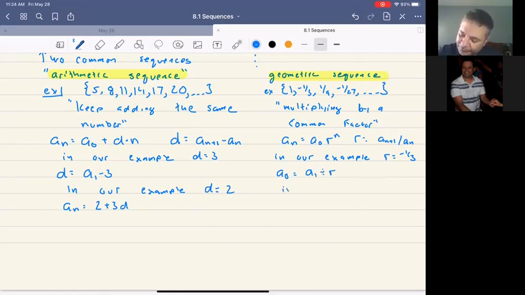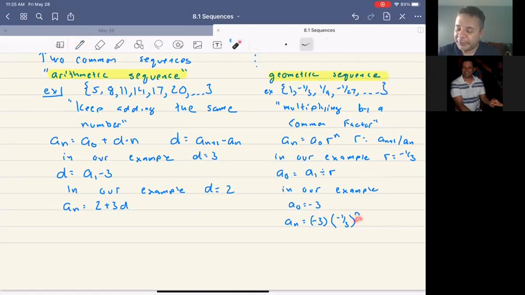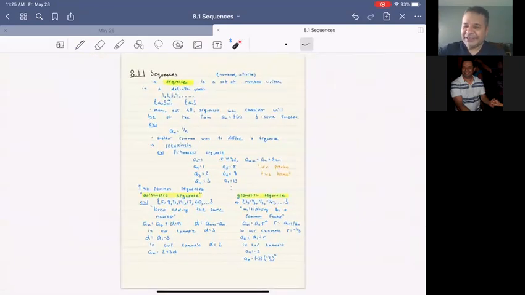So in our example, we're taking 1 and dividing by negative 1/3, which becomes multiplying by negative 3. Okay, so a sub n here equals negative 3 times negative 1/3 to the n. Okay, just check. If we plug in n equals 1, we're going to get negative 3 times negative 1/3 becomes positive 1. Okay? All right, I'll catch you all in the next video.